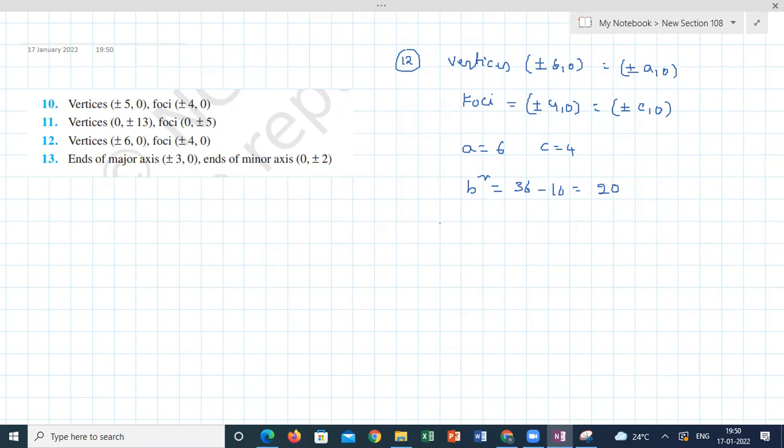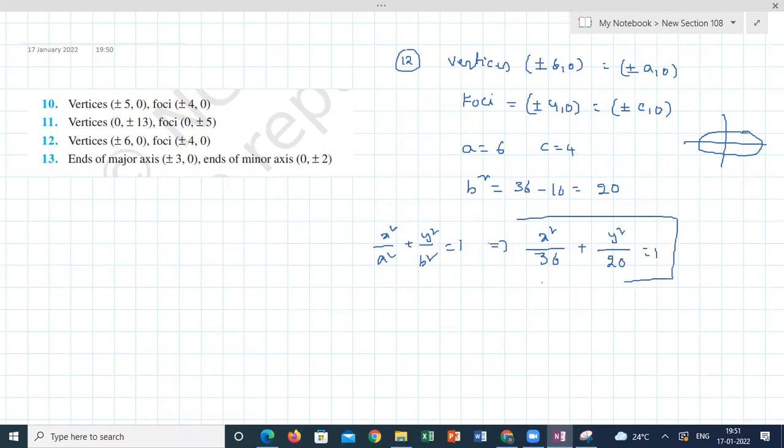So with this data, the ellipse is looking like this. Because the vertices and foci are on the x-axis, x square by a square plus y square by b square is equal to 1. From here, x square by 36 plus y square by 20 is equal to 1 is the equation of the ellipse which is having the given vertices and foci. Is it clear, students?